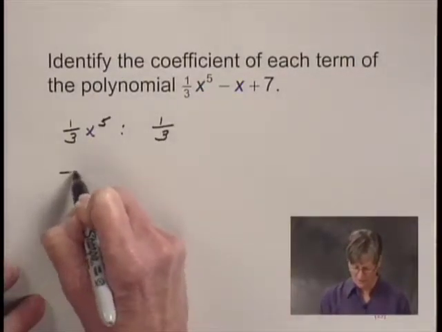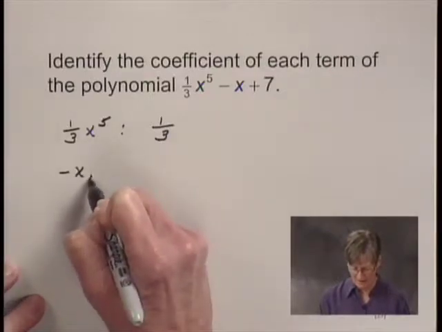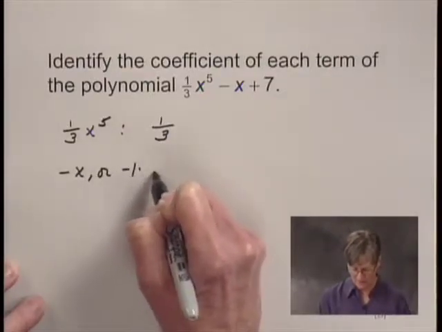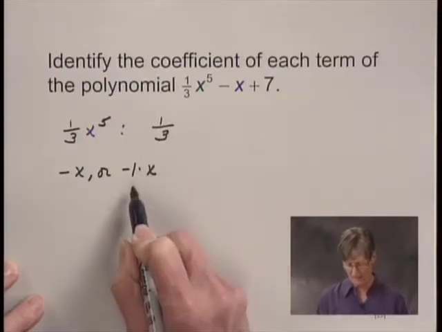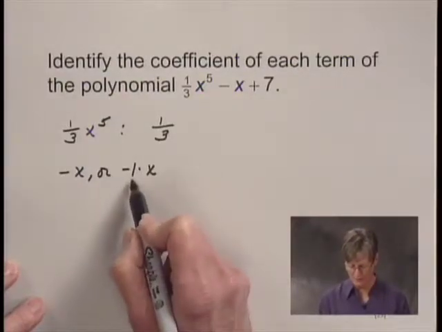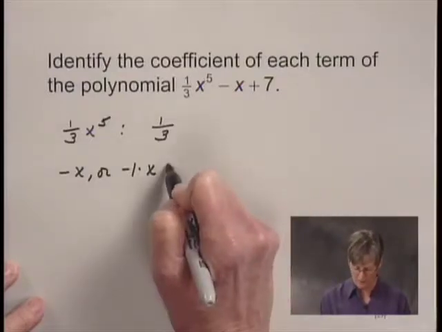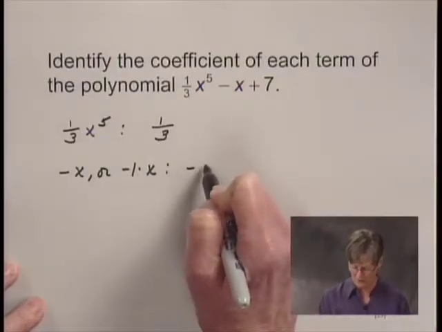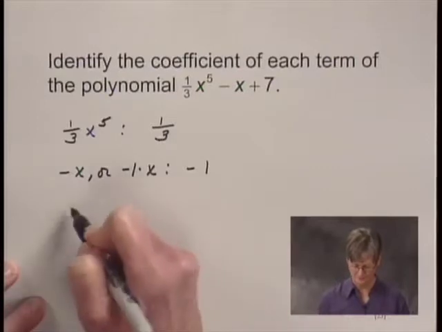The next term is the opposite of x, and I can think of this as -1 times x. And again, the coefficient is the numerical part of the term, the part that's multiplied times the variable part. So for this term, the coefficient is -1.